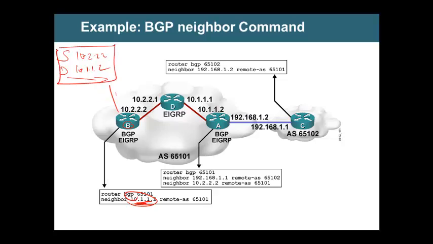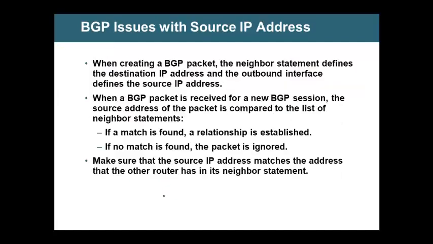Now A will check the source of the incoming packet. Is that source mentioned anywhere in the neighbor statement? Only if a match is found, the relationship will be established. If a match is not found, the packet will be ignored. So make sure the source of the BGP packets matches with the address in the other router's neighbor statement. You understood this now?